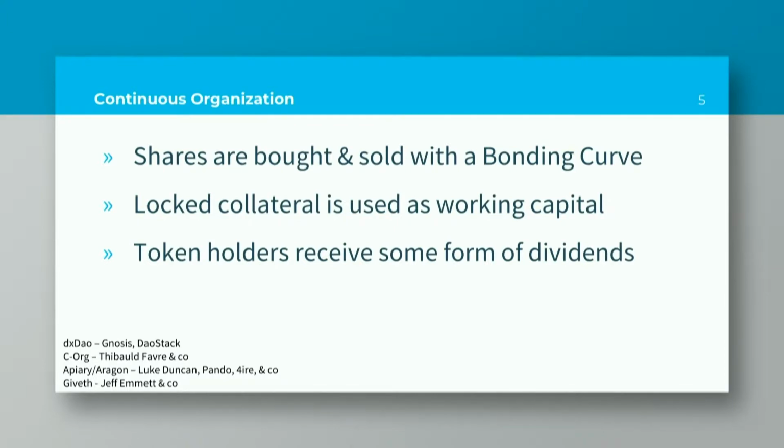I mentioned that I was doing research on this on behalf of Gnosis. They recently built a new decentralized exchange called the Dutch X, and they're giving control of that on-chain exchange to a DAO called the DX DAO. And so there's some talk about maybe making this DX DAO a continuous organization.